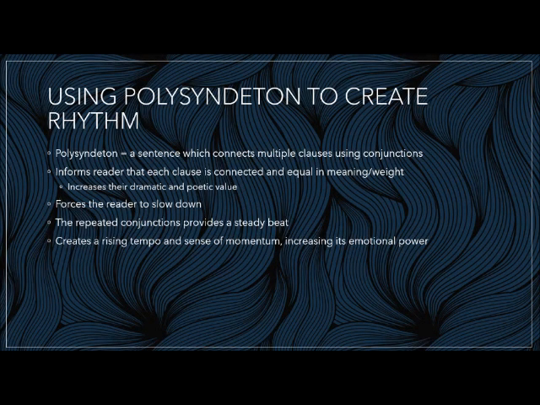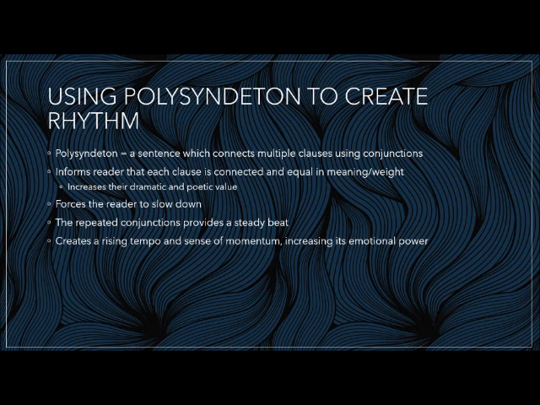Another technique Frasier exercises in order to shape the spoken rhythm of Cold Mountain's prose is polysyndeton. This term describes a sentence in which multiple words or clauses have been connected through the repeated use of conjunctions, such as "and" or "but." This indicates to the reader that each linked idea is connected and equal in meaning, and gives those ideas greater dramatic and poetic weight. This technique can also be implemented when the author wants to force the reader to slow down and absorb each idea.